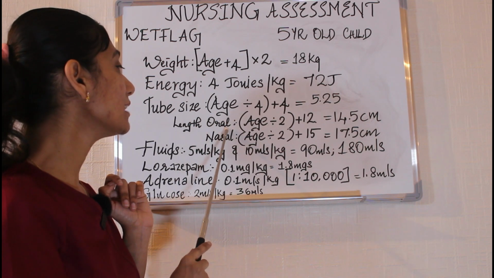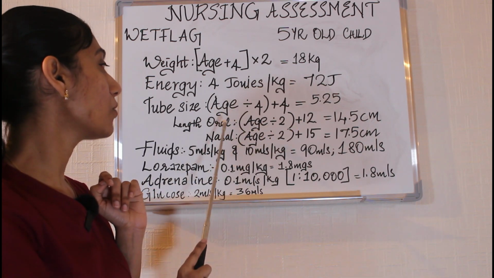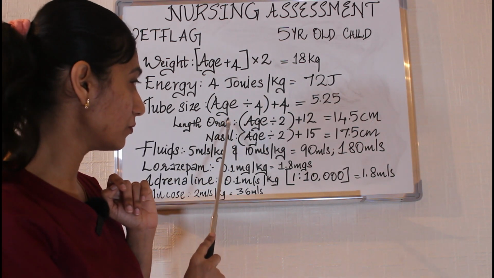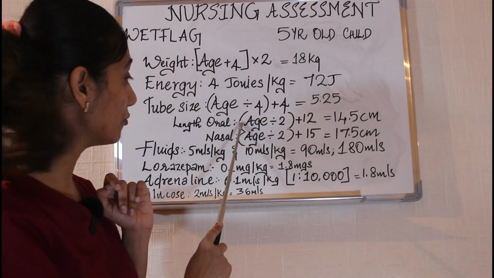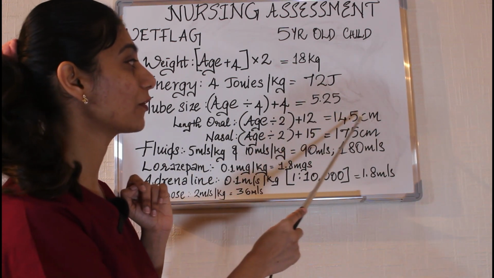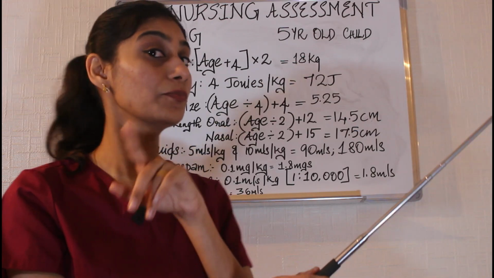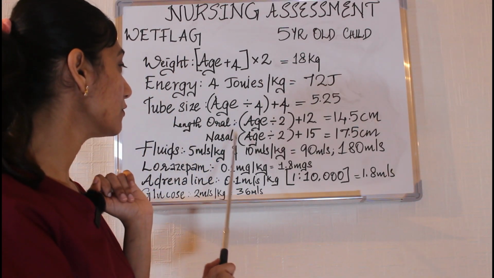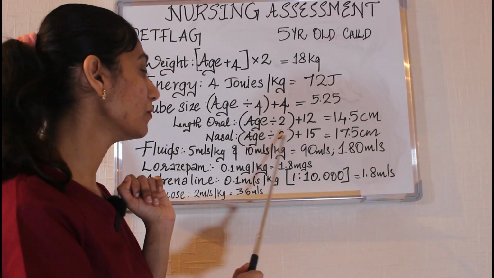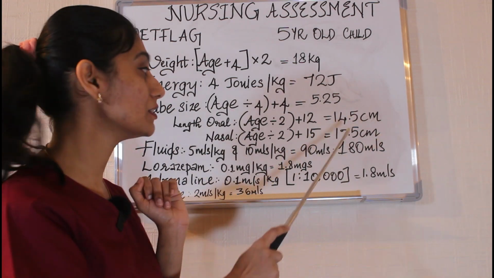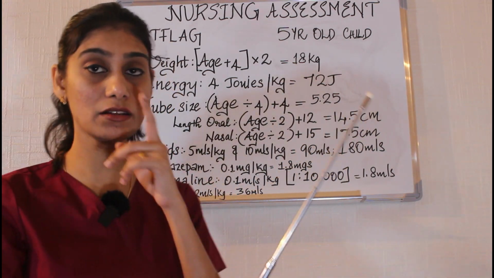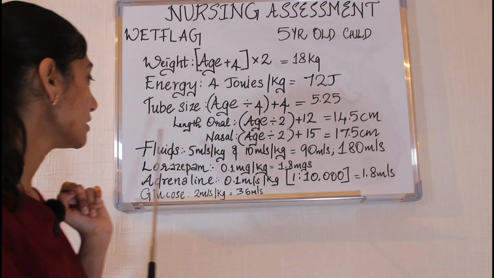And then the length where we tape. For an oral endotracheal tube, if you do this calculation, you will get 4.5 centimeters to tape at the lips. And then for the nasal endotracheal tube, when you do this calculation, you will get 17.5 centimeters to tape at the nostrils. And then the fluids.